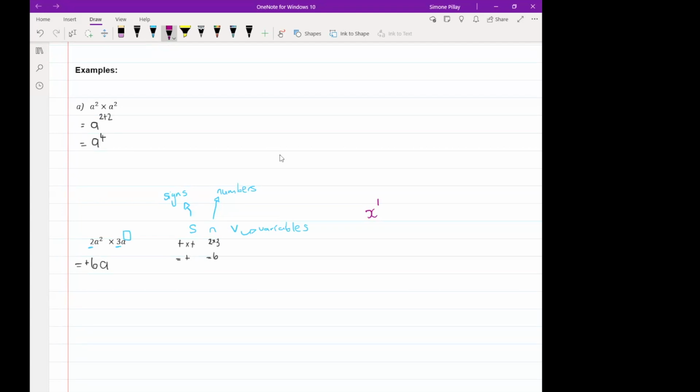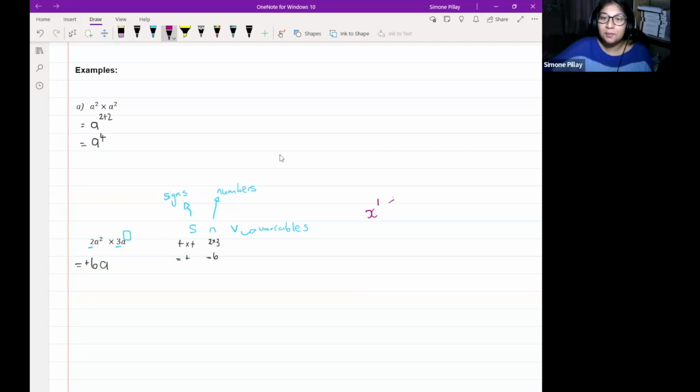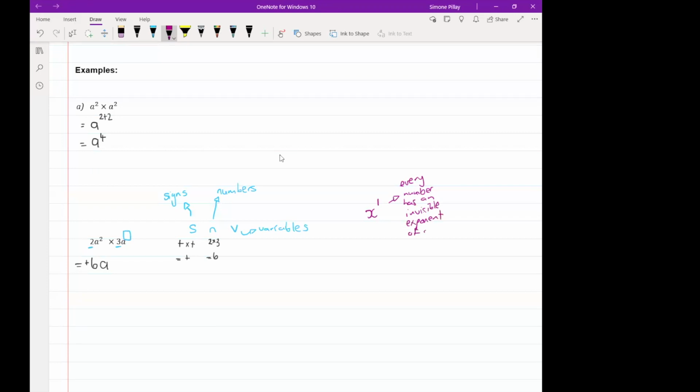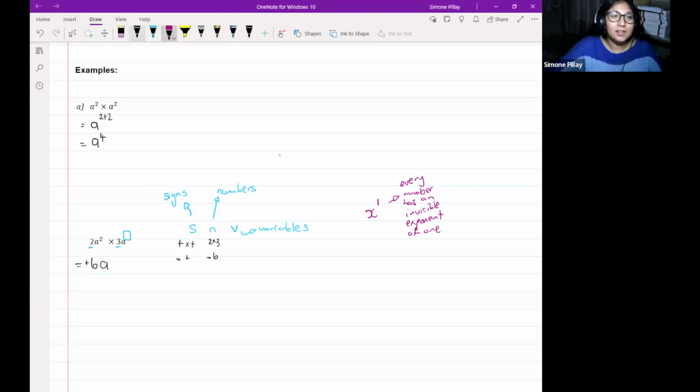So remember, every number has an invisible exponent of 1. Mateo, do you want to try that again for me and tell me what my exponents are? It's 3.